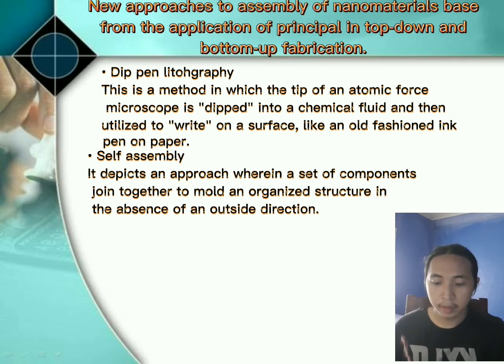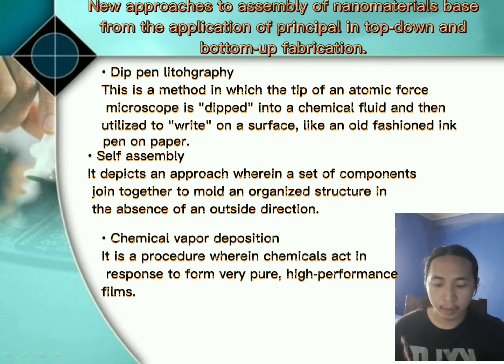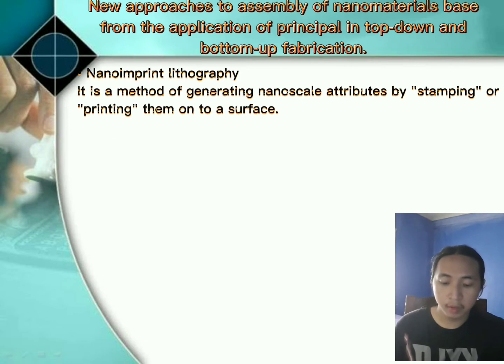Self-assembly. It depicts an approach wherein a set of components join together to mold an organized structure in the absence of outside direction. Chemical vapor deposition. It is a procedure wherein chemicals act in response to form very pure and high-performance films. Nano-imprint lithography. It is a method of generating nanoscale attributes by stamping or printing them onto a surface.